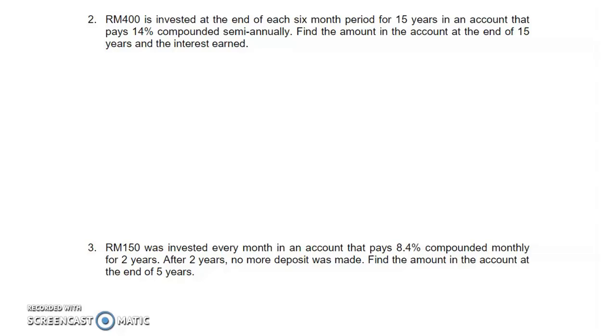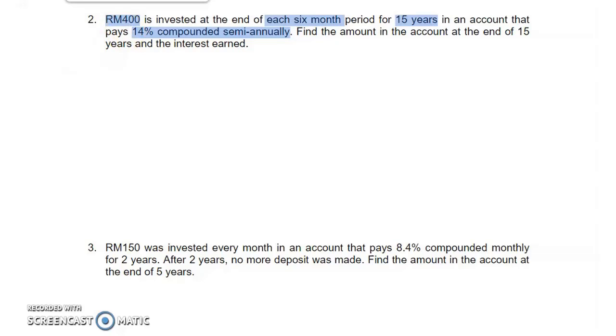Okay, now let's look at number 2. RM 400 is invested at the end of each 6 months period for 15 years in an account that pays 14% compounded semi-annually. Find the amount in the account at the end of 15 years and the interest earned. Amount at the end of 15 years means the future value, which is value S. So how do we know this is an annuity question? Look at the keyword here: each 6 months. We invest 400 ringgit in every 6 months. So the word each represents an annuity of 400 ringgit.